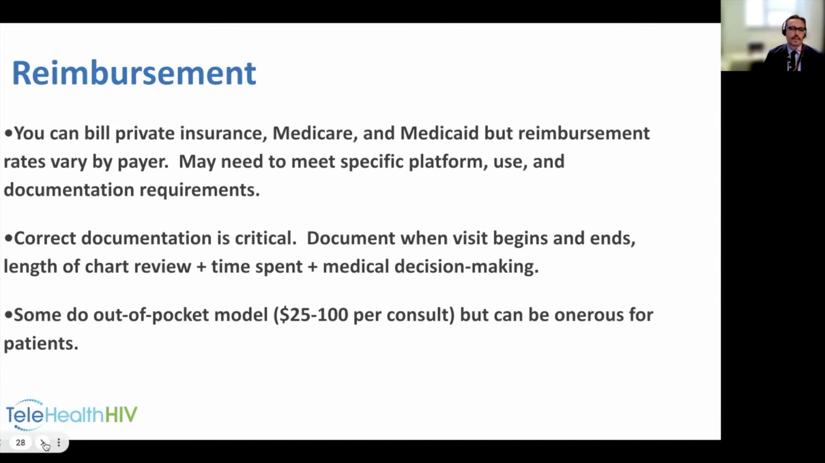Some do an out-of-pocket model. This was big a few years ago. A lot of drugstores, CVS and Walgreens, were trying to do out-of-pocket per-click models of synchronous telemedicine visits for things like sore throats and everything. Next slide, please.